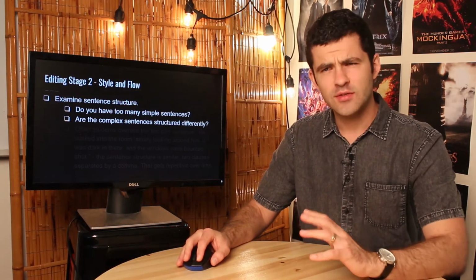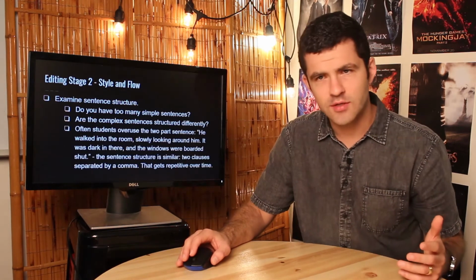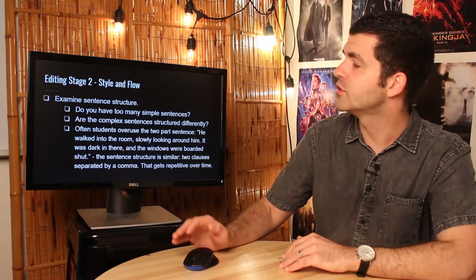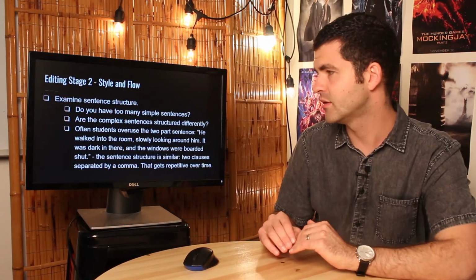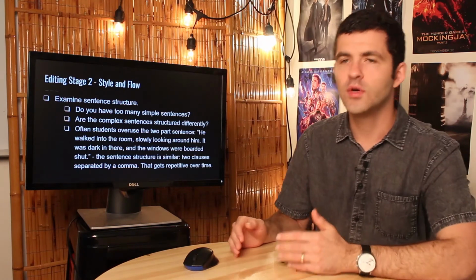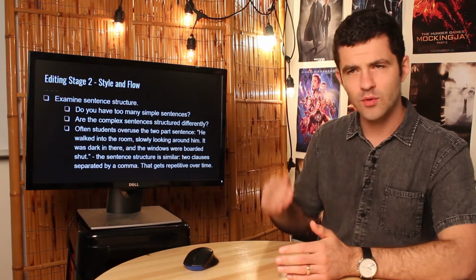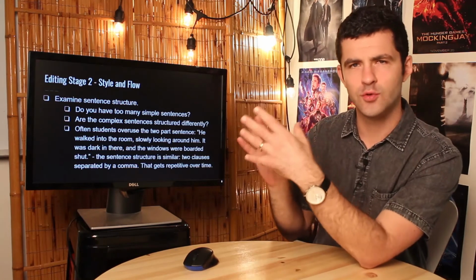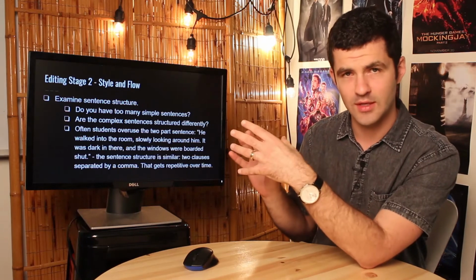As you're including those conjunctions, make sure that you're still changing the structure of those sentences. Often, and this is really common, students use the two-part sentence, it gets overused. He walked into the room, slowly looking around him. It was dark in there, and the windows were boarded shut. If you do that too often, particularly that two clause sentence separated by a comma, it's really, really common.